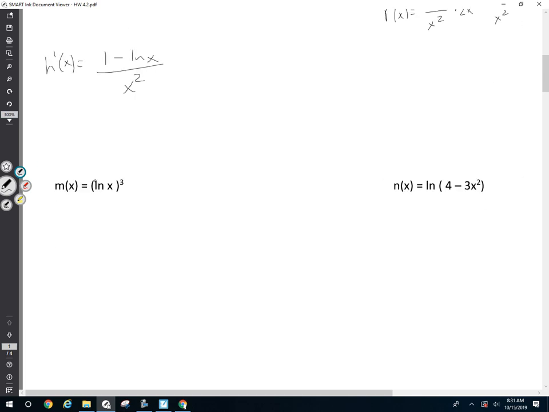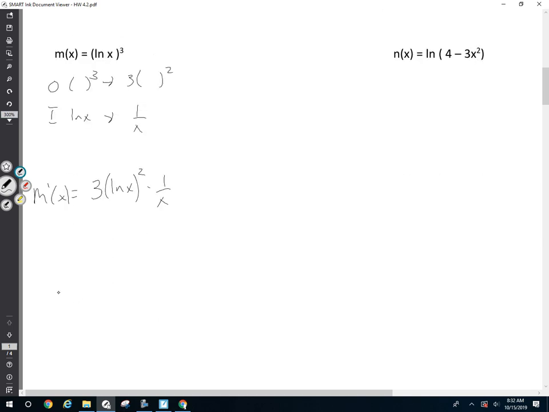This is a good one. This is log x quantity cubed. So this is a chain, but the outside is the cubed. The inside is the log x. Let's see what happens. I have 3 stuff squared, times 1 over x. The derivative would be 3 log x squared times 1 over x. So maybe to make it look nicer, 3 log x squared over x.